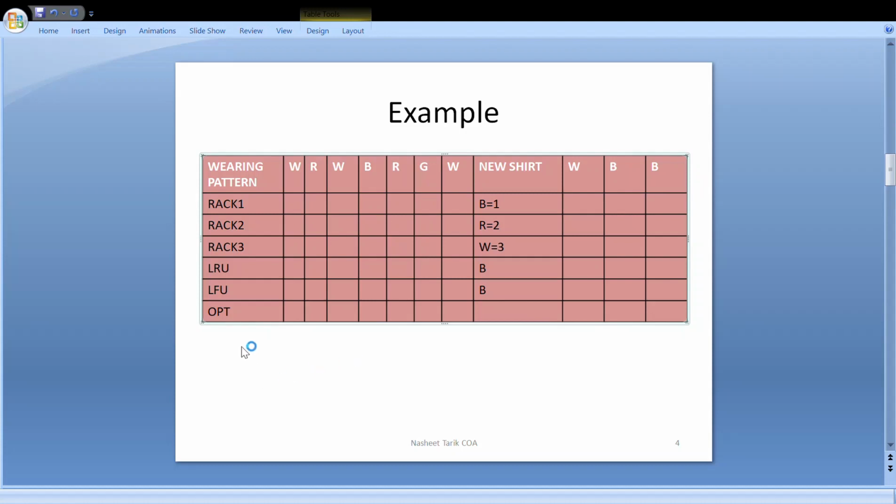Now the optimum method is an ideal method which could not be implemented practically, but it is a form of prediction method that predicts about the scenario or the pattern in the future.